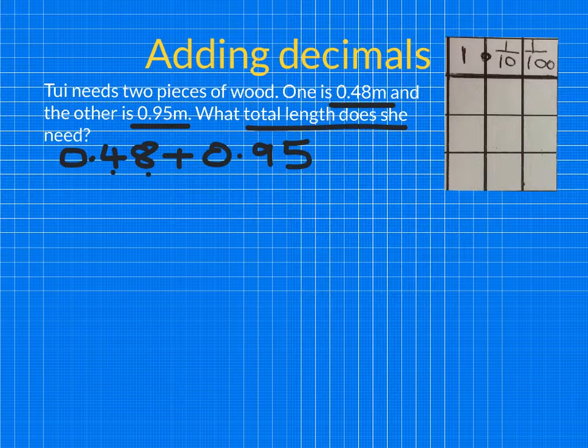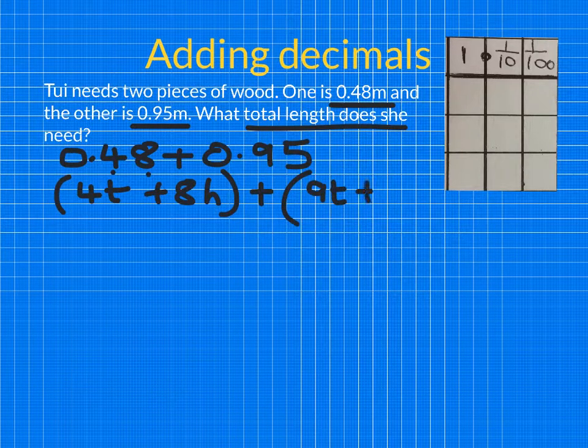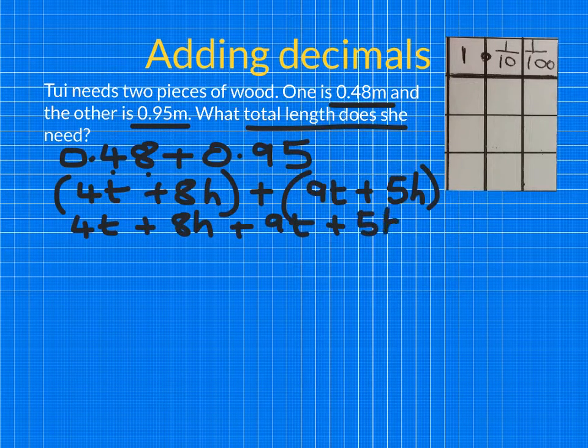What we're going to do then is to split down 0.48 into 4/10 plus 8/100. And we're going to split down 0.95 into 9/10 plus 5/100. We don't need the brackets because there is nothing else to be done. 4/10 plus 8/100 plus 9/10 plus 5/100. And now we can look to see if we have any like terms.